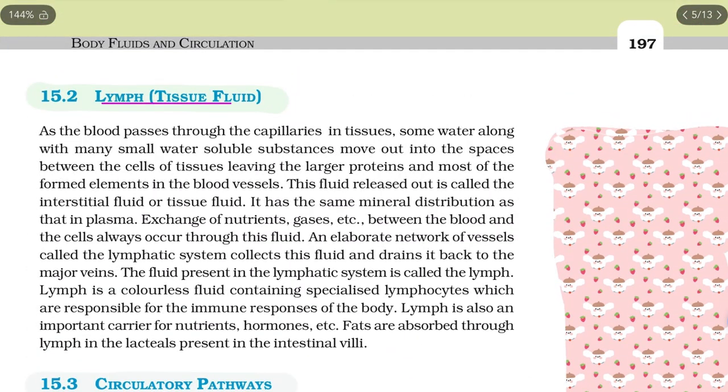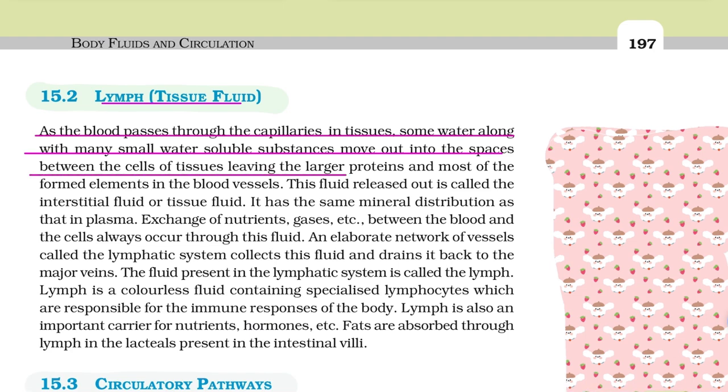Next is lymph, the tissue fluid. As the blood passes through the capillaries in the tissue, some water along with many small water soluble substances moves out into the spaces between the cells of the tissues, leaving the larger proteins and most of the formed elements in the blood vessels. This fluid released out is called interstitial fluid or tissue fluid. It has the same mineral distribution as that in plasma.